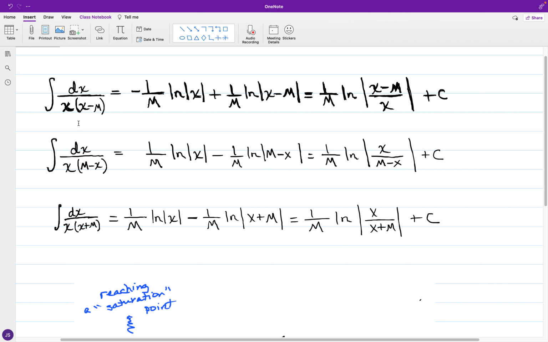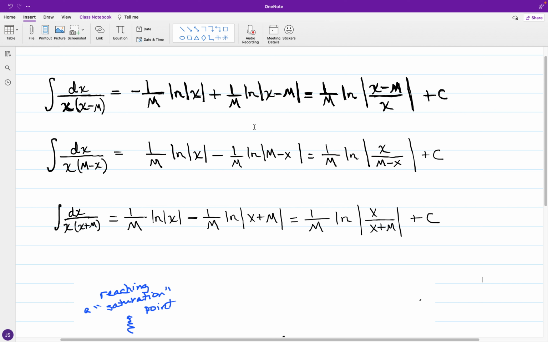Like if you have dx over x times the quantity of x minus m, once you do partial fraction decomposition and attain the antiderivatives, for this we have negative 1 over m times the natural logarithm of the absolute value of x plus 1 over m times the natural logarithm of the absolute value of x minus m. And if you notice, both of these terms have the coefficient in the form of 1 over m, but in the case of the first term, it is a negative.